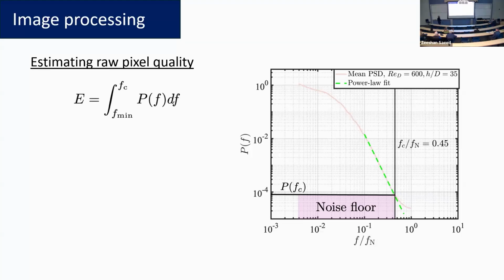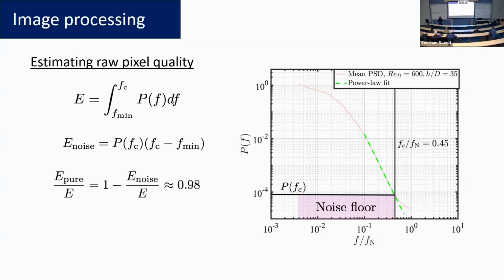What I do next is compute the total variance between the minimum frequency and the cutoff frequency. I also estimate the noise based on the noise floor procedure that I just mentioned. Then I compute my expected flow part of the signal, which gives me what percentage of the signal is relevant.